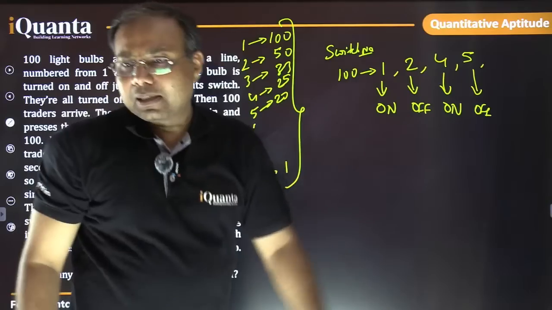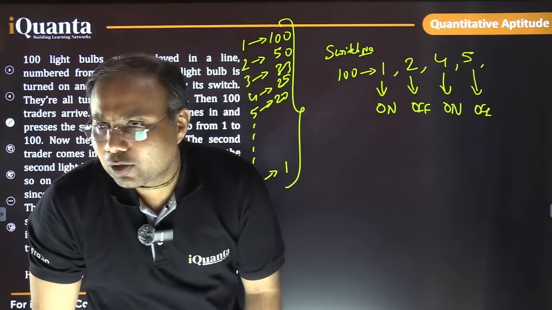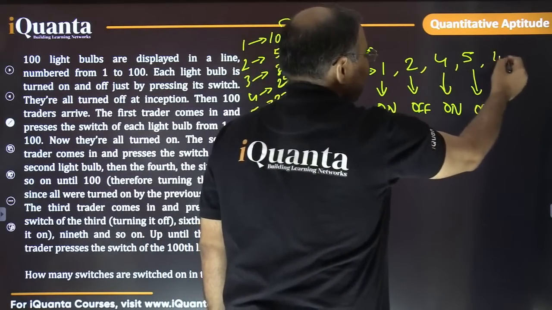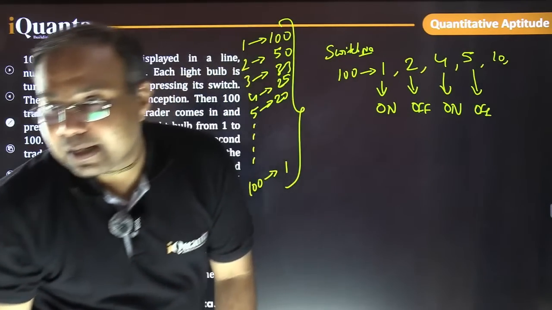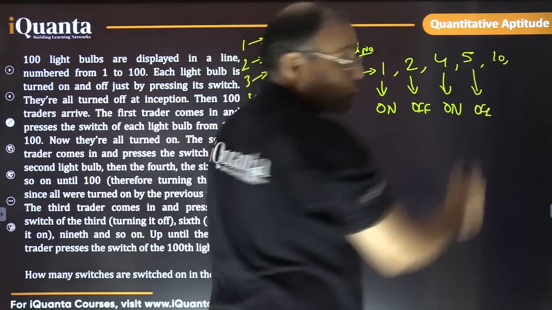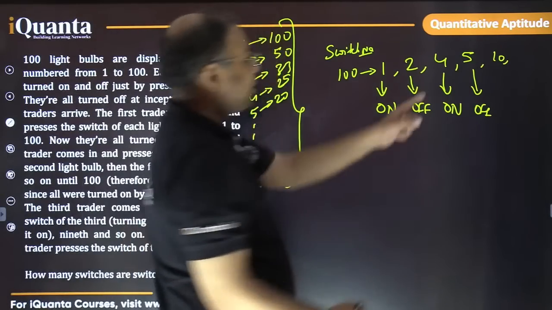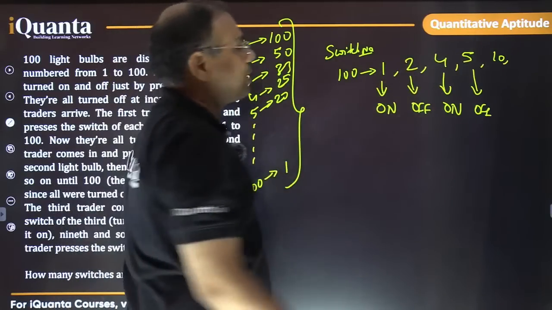What next? Will the sixth person visit it? No, not the sixth person, right? So next it will be 10. Then yes, some of you have written the complete list. After 10, it will be 20. 20 you missed. Yes, all factors of 100. Good. So basically all factors of 100 are visiting this particular switch.